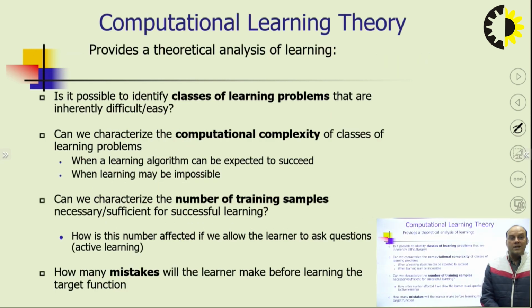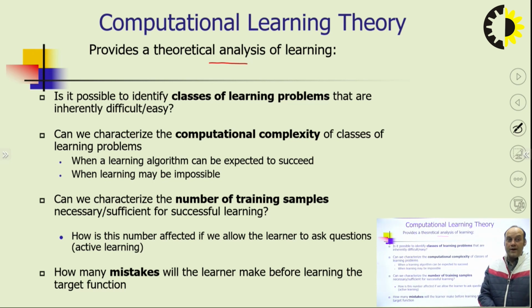So computational learning theory provides a theoretical analysis of learning. So keep in mind, it will provide a theoretical analysis. As I have said before, theoretical analysis means it will provide the difficulty of several types of machine learning problems, difficulties as well as capabilities, okay, of those machine learning algorithms.